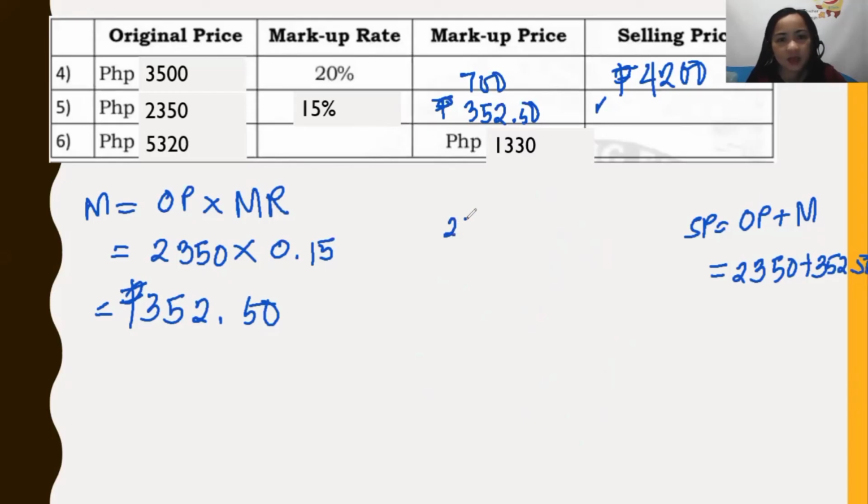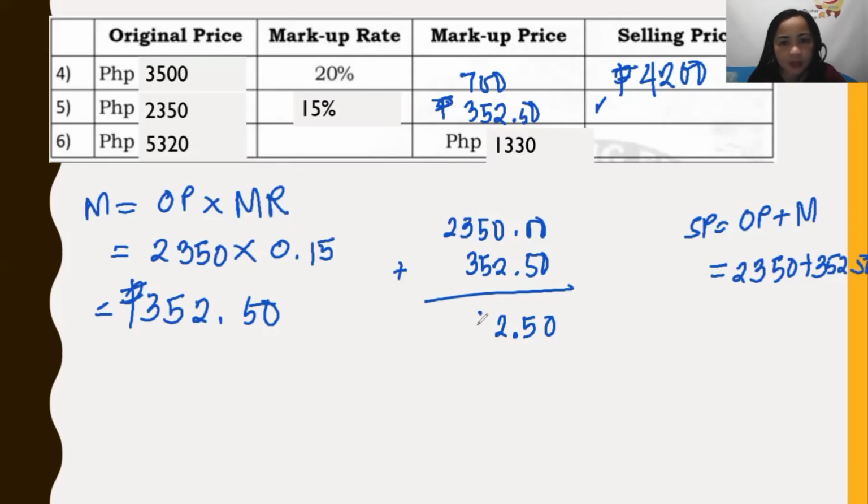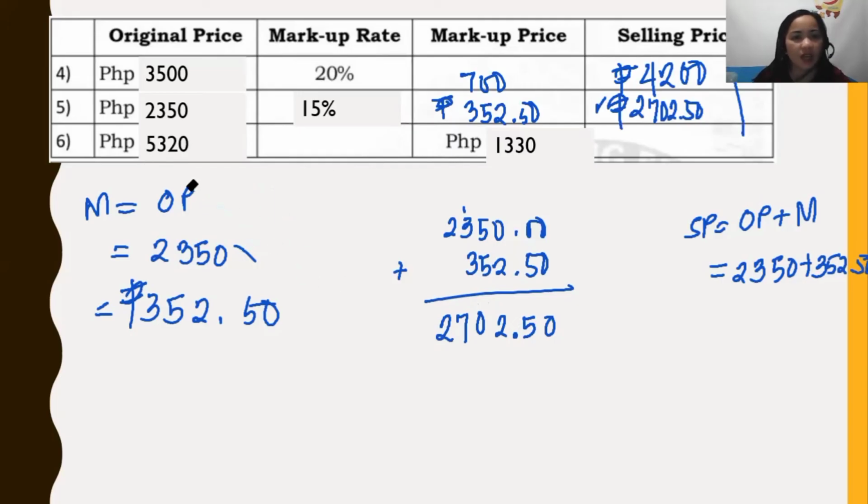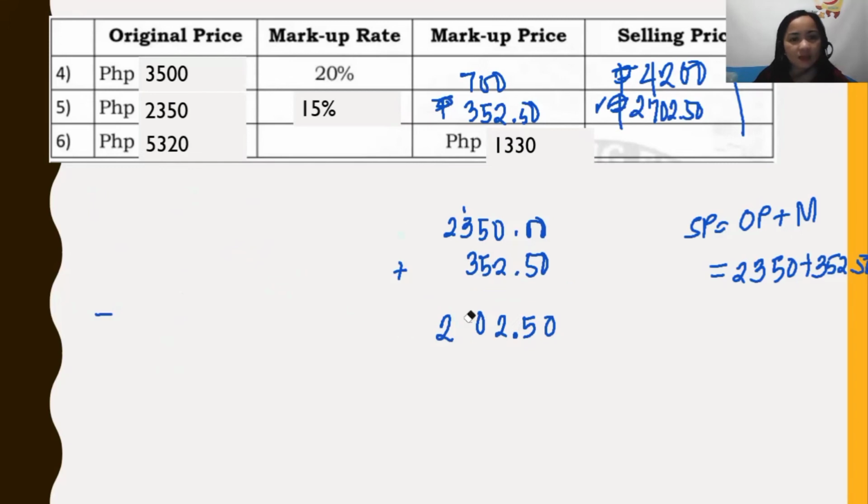So we have 2,350 pesos, yung original price. At ang idinagdag natin ay 352 pesos and 50 centavos. So we have 0, 5, 2, 5 plus 5 is 10, 3 plus 3 is 6 plus carry 1 is 7, bring down 2. Therefore, the selling price, syempre, tataas siya kasi may markup price. 2,702 pesos and 50 centavos. Ayan. Now, proceed na tayo sa number 6.